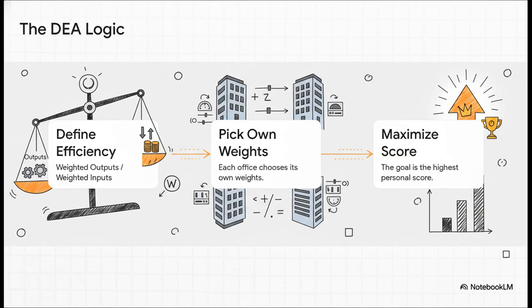Let's just quickly break down the logic here. It's actually pretty straightforward. 1, we define efficiency as a ratio of weighted outputs over weighted inputs. 2, each office gets to pick its own weights for budget and team size to plug into that formula. And 3, the goal, when it's your turn, is to pick weights that give you the highest possible score.